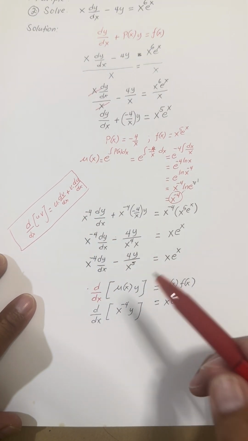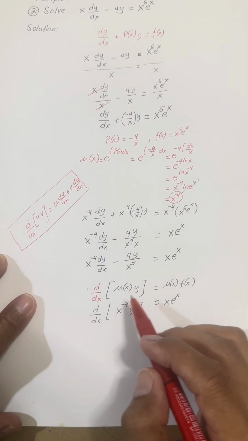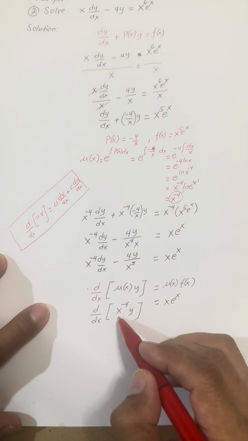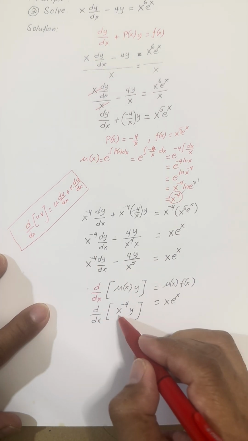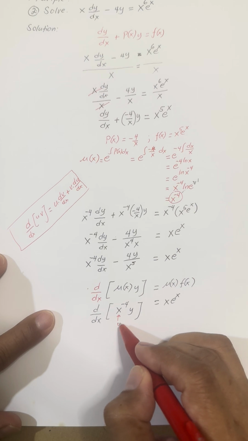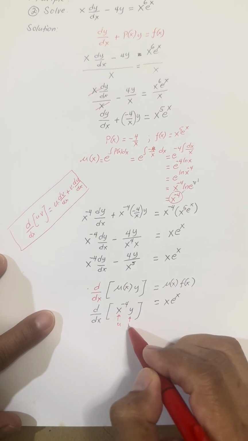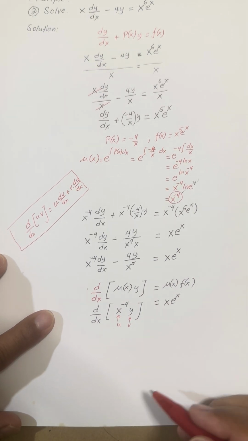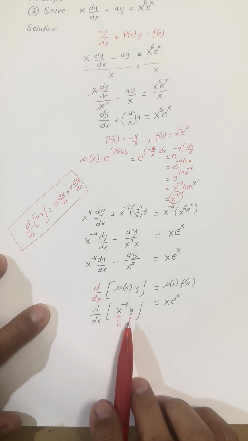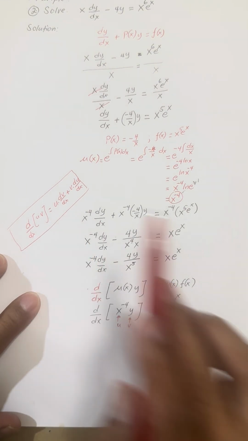So, if that is really the derivative of the product of mu of x and y. So this is our u and this is our v. Okay, so let's check. If this is really equal to this one, let's check.